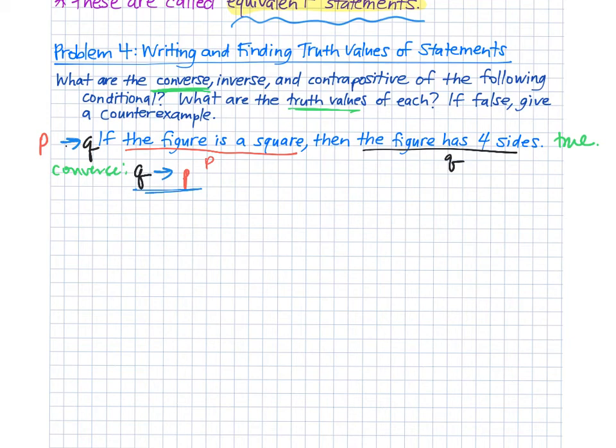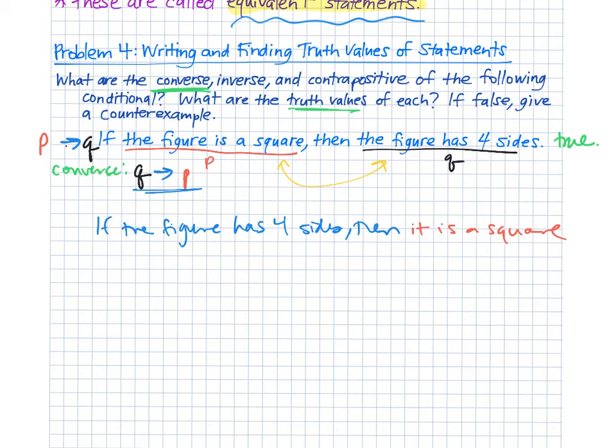So let's just rewrite this with our symbols here. I'll push pause, you don't have to watch me write. Okay, if the figure has 4 sides, then it is a square. You can see all we did was just switch these, right? Okay, is this true? If the figure has 4 sides, then it is a square?